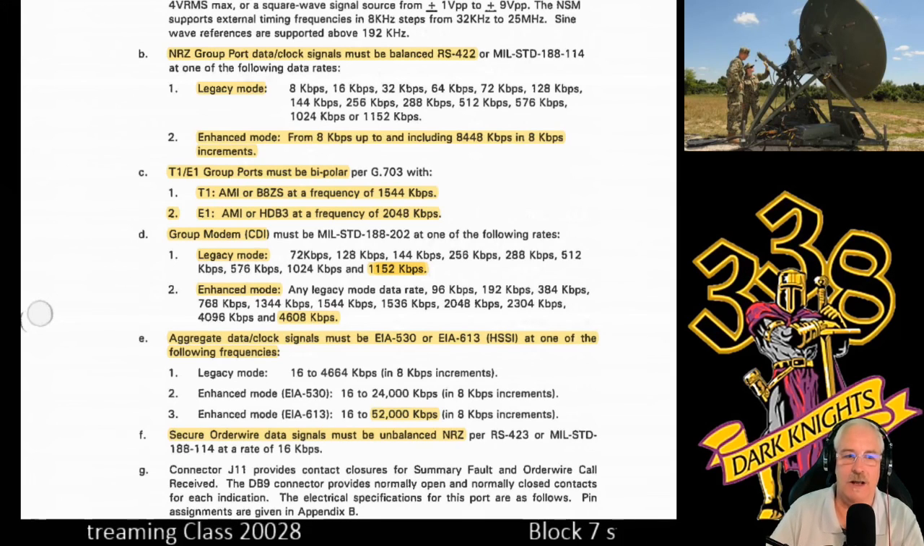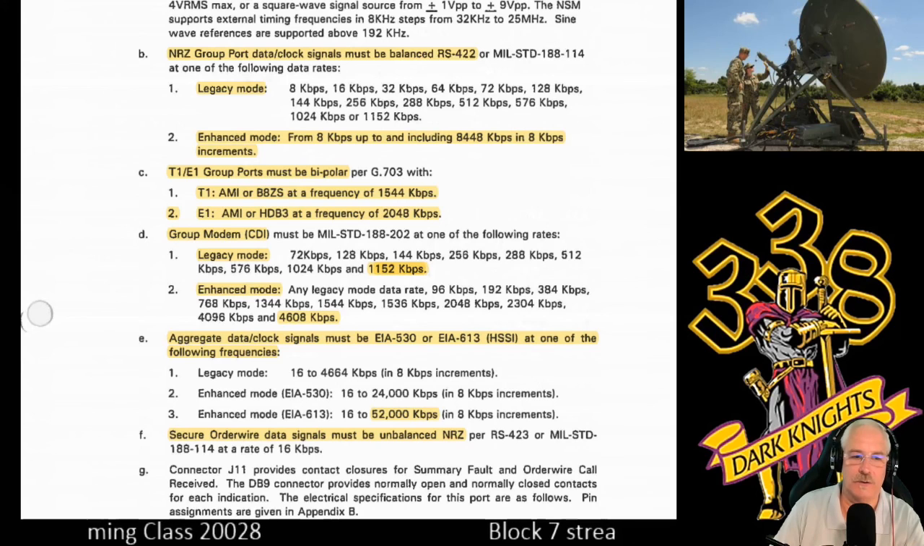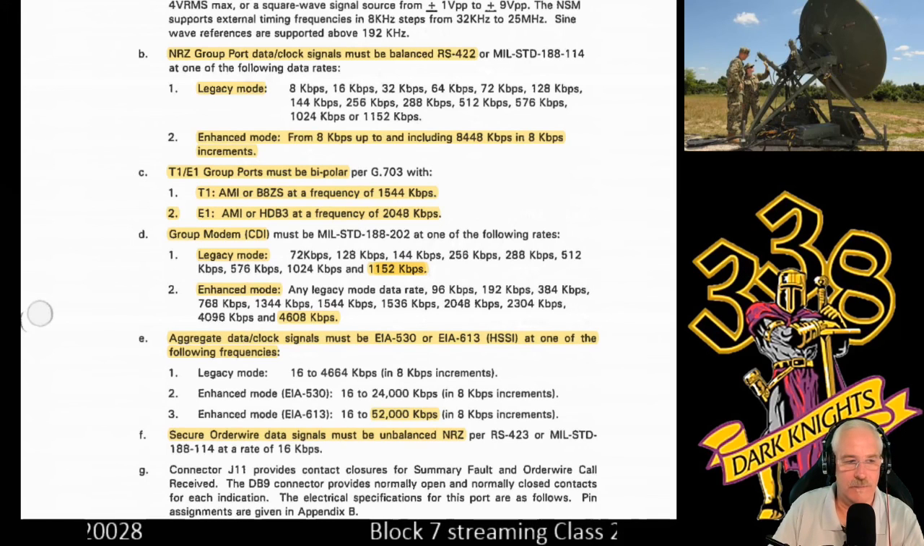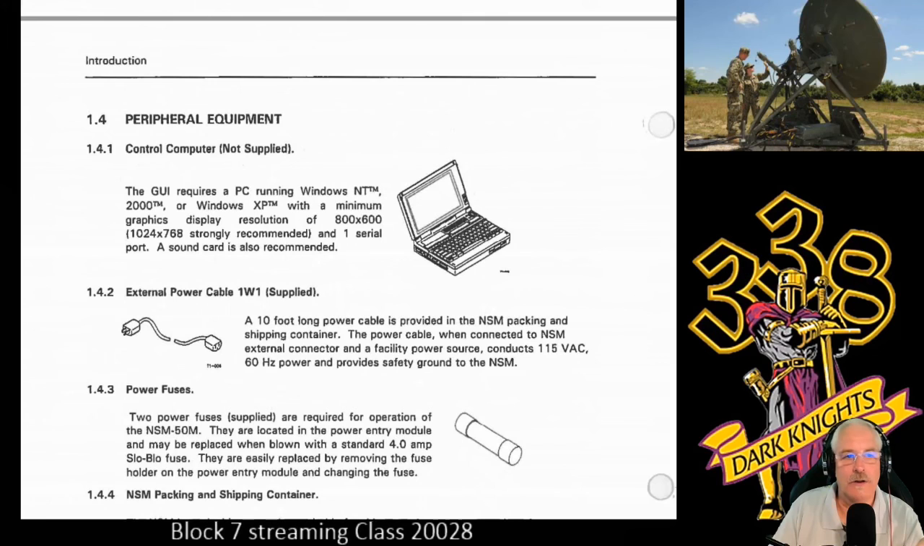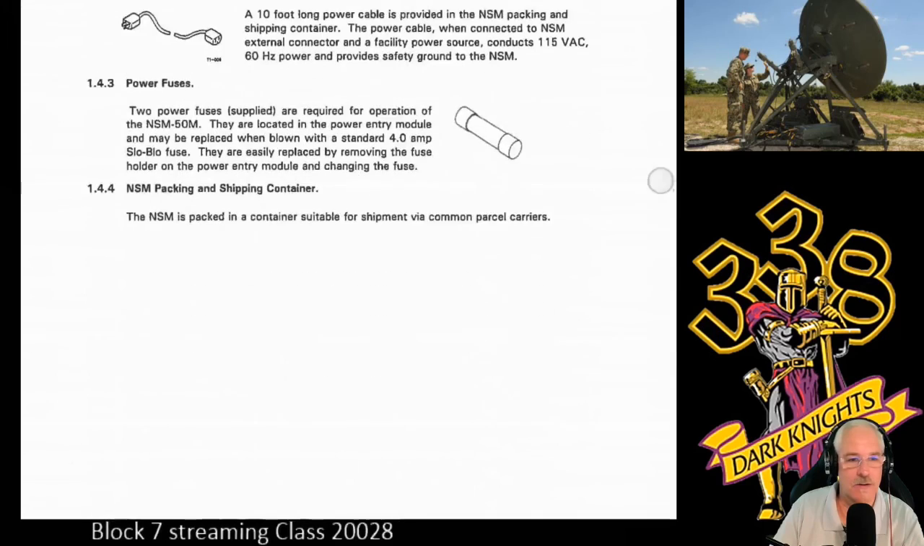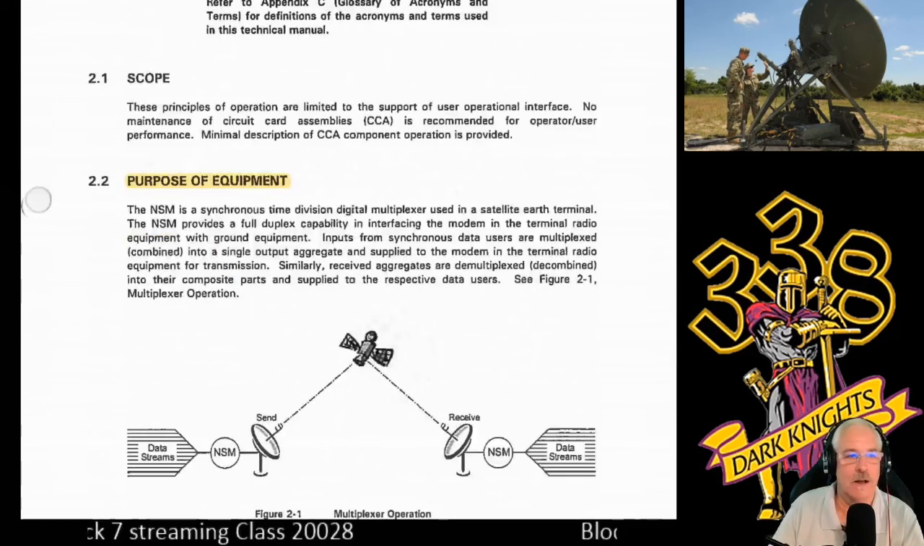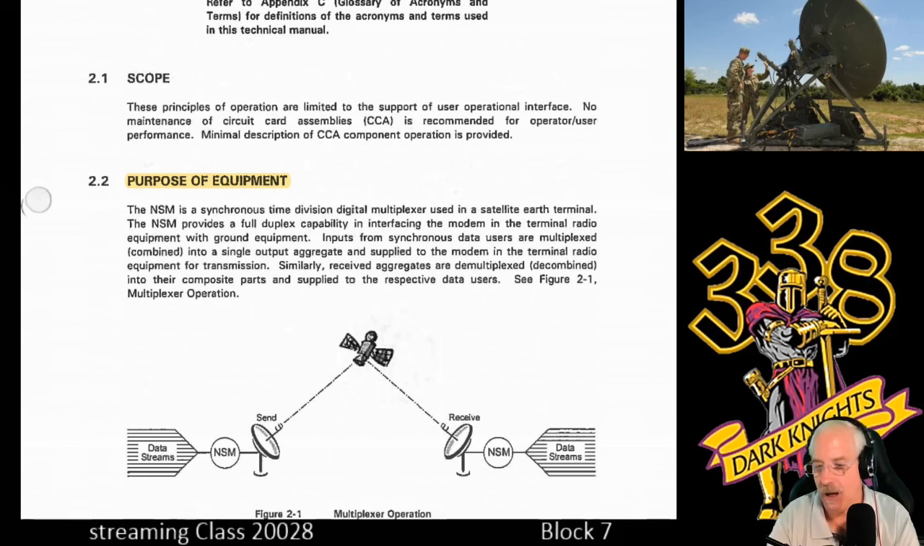It's a faster cable. You'll notice it says 52K in 8 kilobits per second increments. Gotta love it. Oh, look. F. Secure order wire data signals must be unbalanced NRZ. We just went over that, didn't we? And you'll get to run the GUI on a laptop that's on top of the case. Have fun with it. Here's your purpose of equipment. That was one of the highlights on our past Delta here.